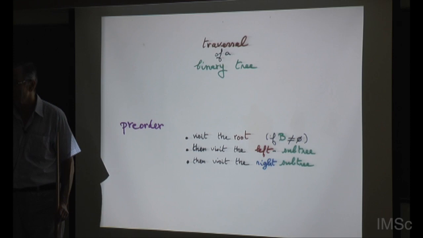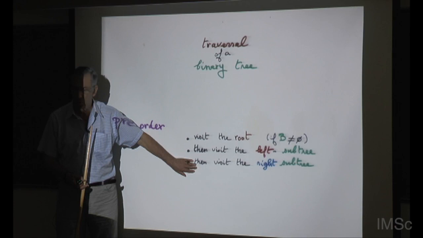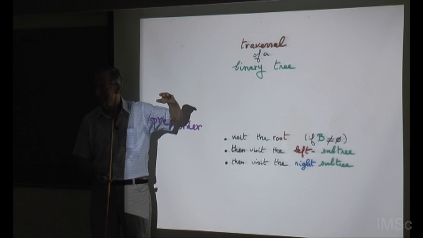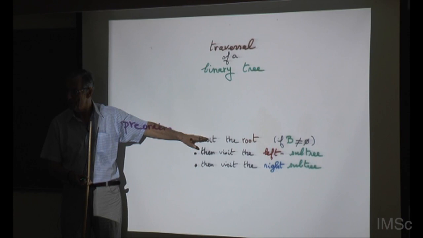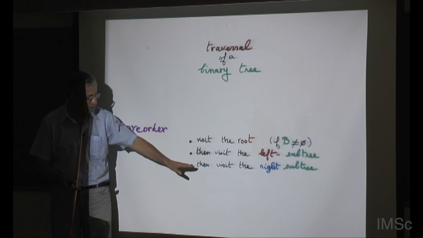Yes, Sundar? When you say then visit the right subtree, do you mean the right subtree of the point visited? No, of the big one. Yes. So you hop from here to there. First, the root of the big tree. And so the tree is defined by a triple: left, root, right. So then you visit the whole left subtree of the big tree. And when you have finished all this, then you visit the right subtree of the big tree.